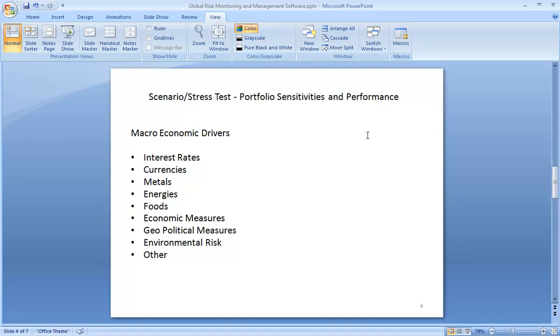Well, we're really looking at all the potential factors which impact performance, whether they be at regional level or country or company or industry levels. We are talking about interest rates, currencies and metals, energies and foods, of course, normal economic measures of performance, growth of domestic product and alike, geopolitical measures, stability of individual countries or regions of the world, environmental risk, and also there is an ability to add in other factors and to measure their potential implications for portfolio performance.